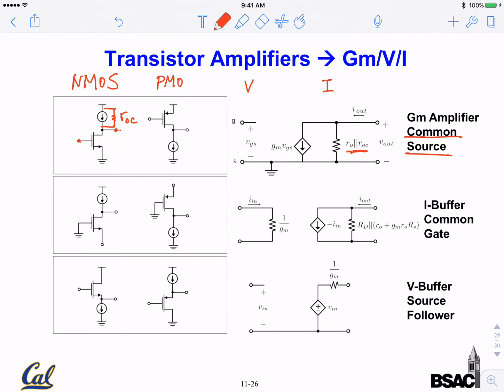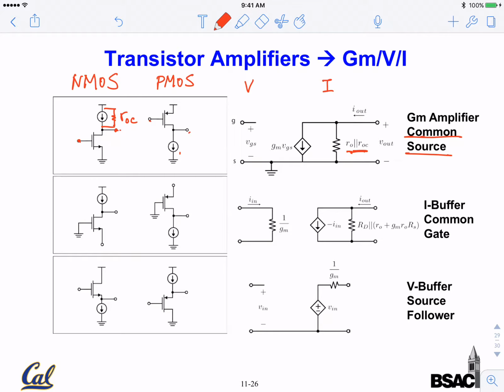PMOS will be exactly the same, but you flip the whole thing over. The current source is at the bottom, still connected to the drain. Input is still applied to the gate. Output you pull from the drain.